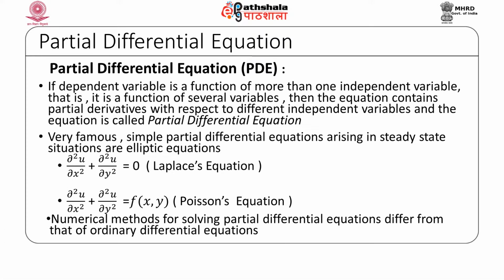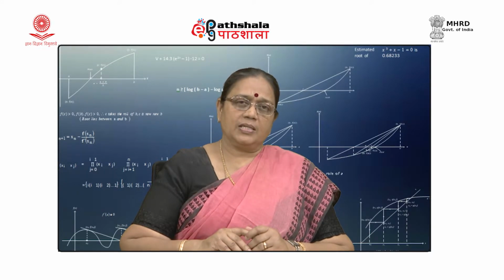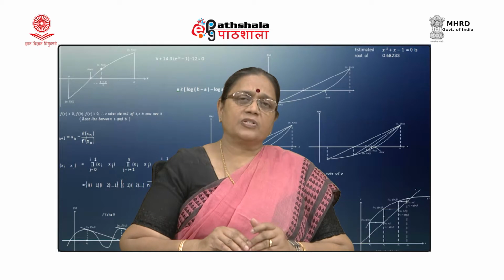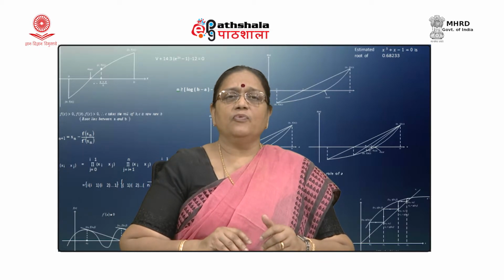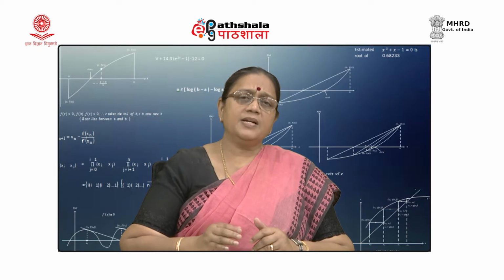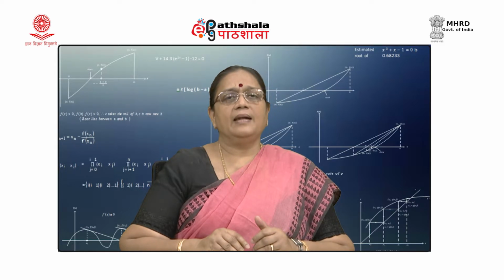If a dependent variable y is a function of more than one independent variable, maybe 2 variables, 3 variables, a function of several variables, in that case we get partial derivatives in the equation. If u is a function of, let us say, 2 variables x and y, we get the derivative of u with respect to x treating y constant, that is called the partial derivative of u with respect to x, denoted as ∂u/∂x, delta notation.